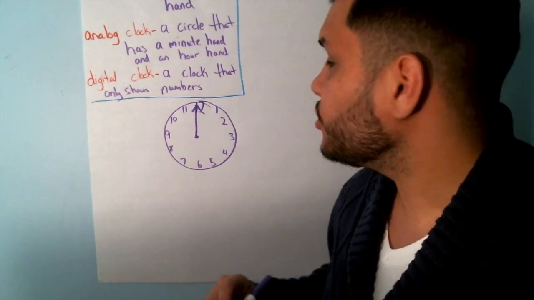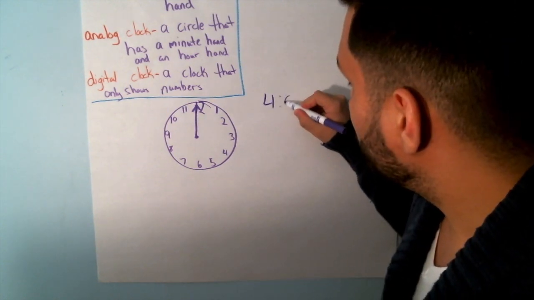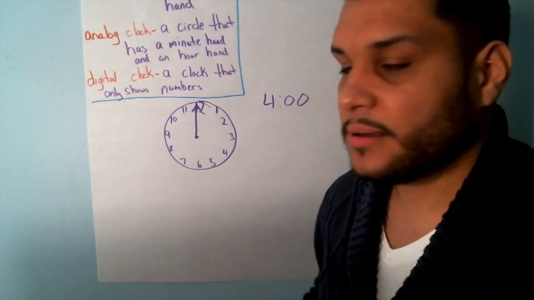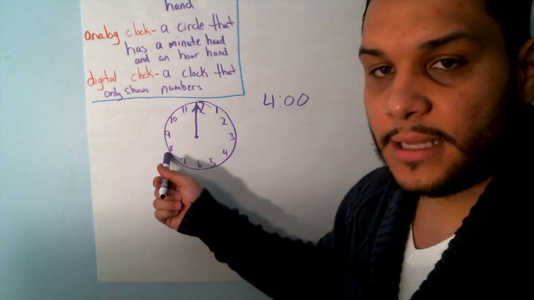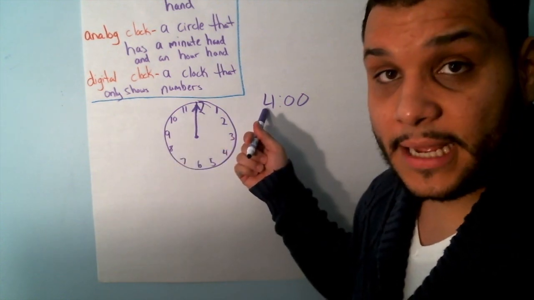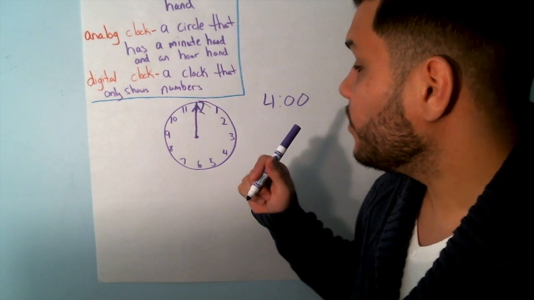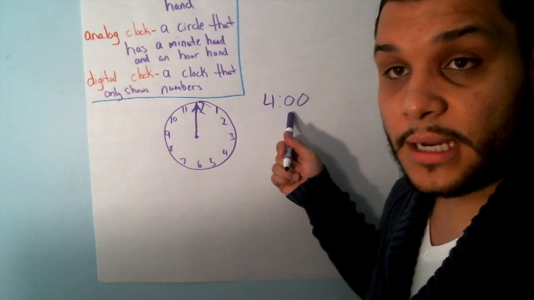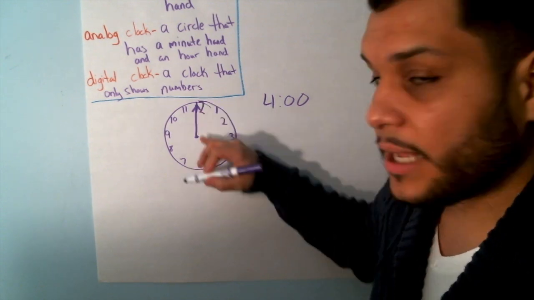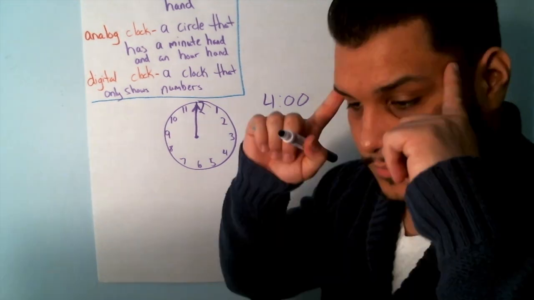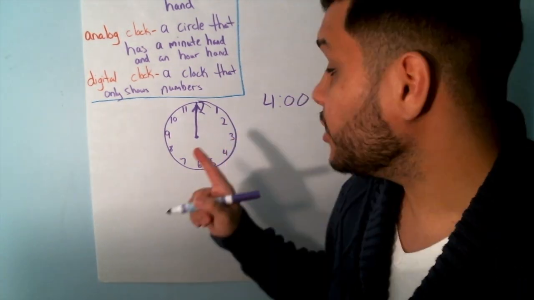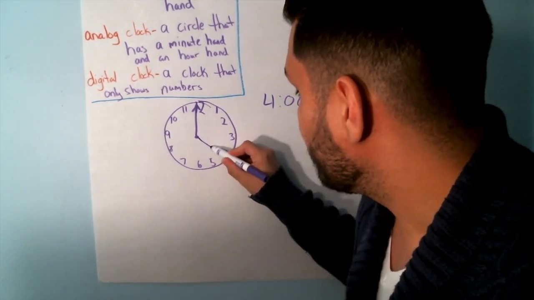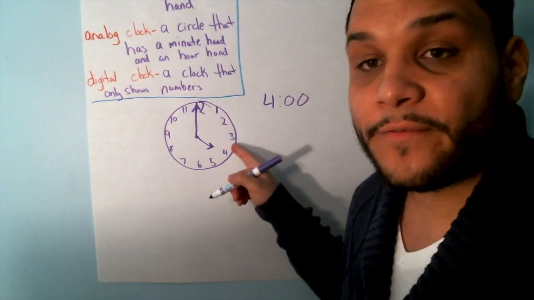And if I wanted to show 4 o'clock, where would my hour hand point at? Would it point at the 8? Is 8 and 4 the same time? What time will it point at? Yes, the 4, because it is 4 o'clock. Is this going to be a long hand or a short hand? Yes, a short hand, because a short hand is my hour hand. And that is showing 4 o'clock.